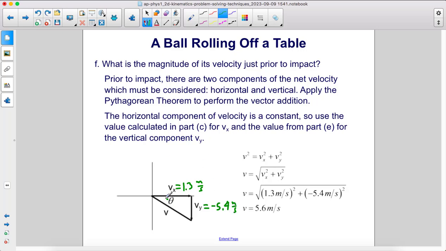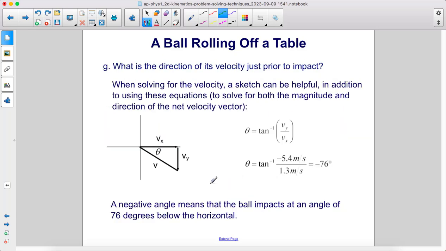So in order to figure out the total speed, we need to find the length of the hypotenuse. We're going to add those vectors together and find the resultant vector. So we need to use Pythagorean theorem. This side is 1.3, that side is 5.4. The length of the hypotenuse is 5.6 meters per second.